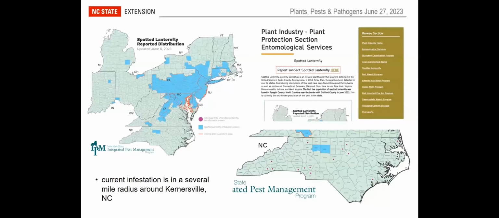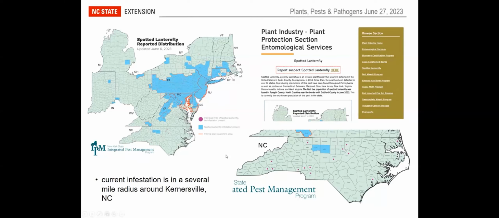Now, here's the current distribution of spotted lanternfly in the U.S. The blue counties are the ones where infestations are present, and the little purple dots are where specimens have been found, but they're isolated and there are no infestations yet. You can see in North Carolina, there are two counties, Forsyth and Guilford. They basically have been restricted to a few mile radius around Kernersville, North Carolina, right on the border of these two counties.